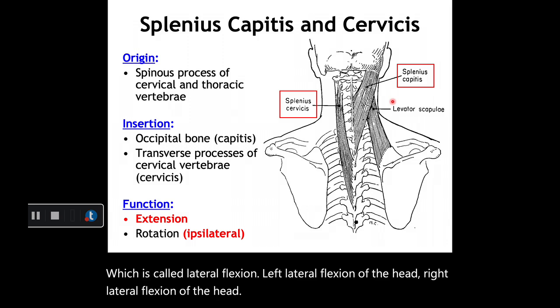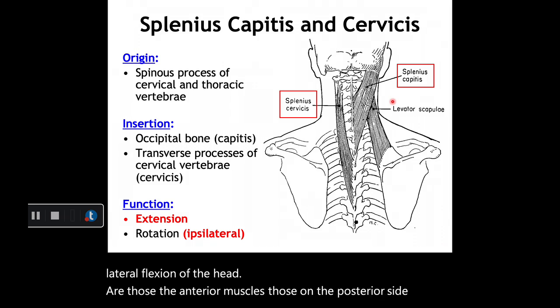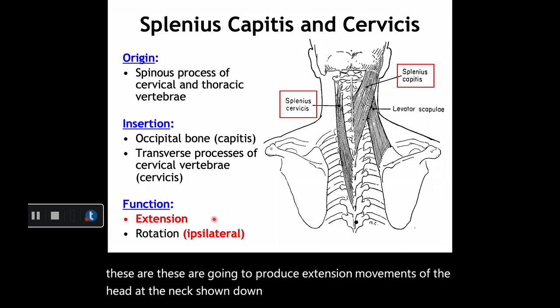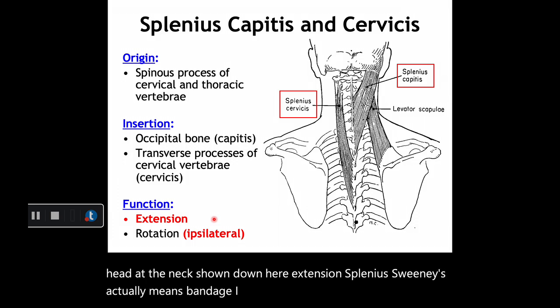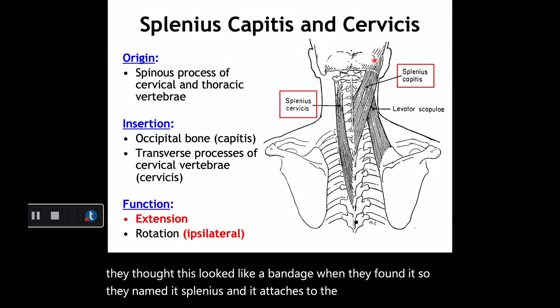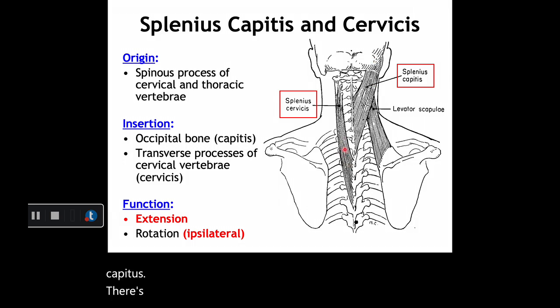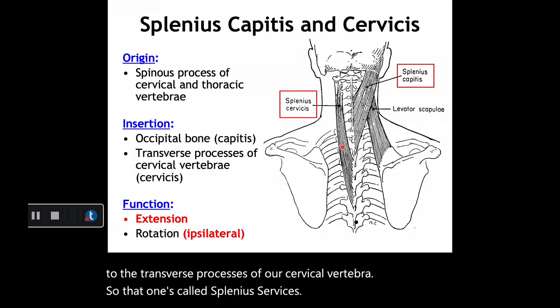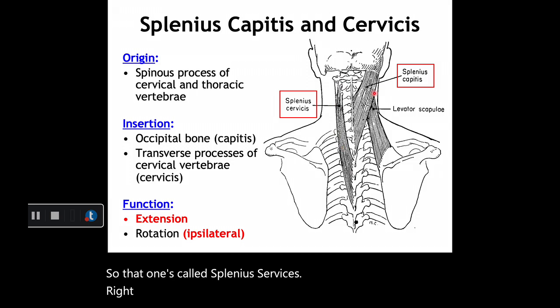All right, those are the anterior muscles, now those on the posterior side. Again, these are going to produce extension movements of the head at the neck, shown down here. Extension. Splenius actually means bandage. I don't know why the person thought that this looked like a bandage when they found it, so they named it splenius, and it attaches to the head, splenius capitis. There's another splenius bandage-looking muscle that inserts onto the transverse processes of our cervical vertebra. So that one's called splenius cervicis. Right. So both of them are posterior muscles.